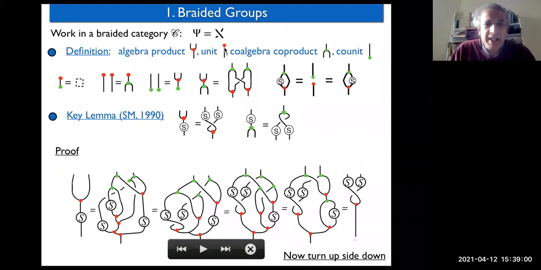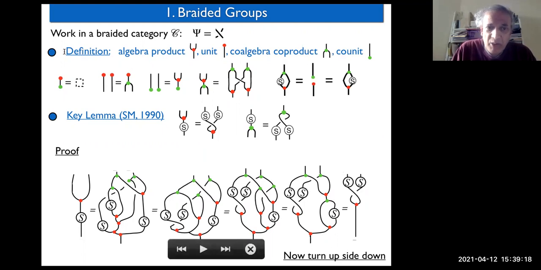So we're going to work in a braided category. The braiding is, I'm assuming everybody knows what that is, if you don't just shout. But you have objects, you have a tensor product, which I'll denote by juxtaposition. You've got a braiding, which I'll denote by a braid crossing. Its inverse I'll denote by crossing the other way.